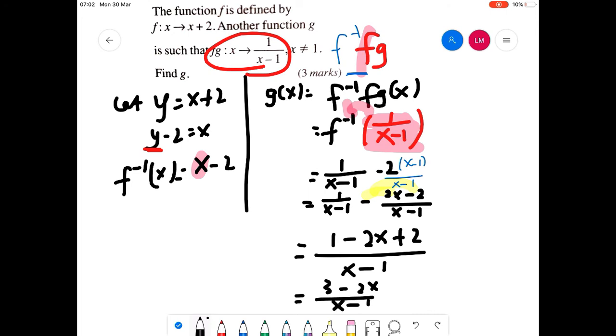So that means your answer will be g of x equals 3 minus 2x over x minus 1, where x cannot be equal to 1 because the denominator x minus 1 cannot be equal to 0, so x cannot be equal to 1.